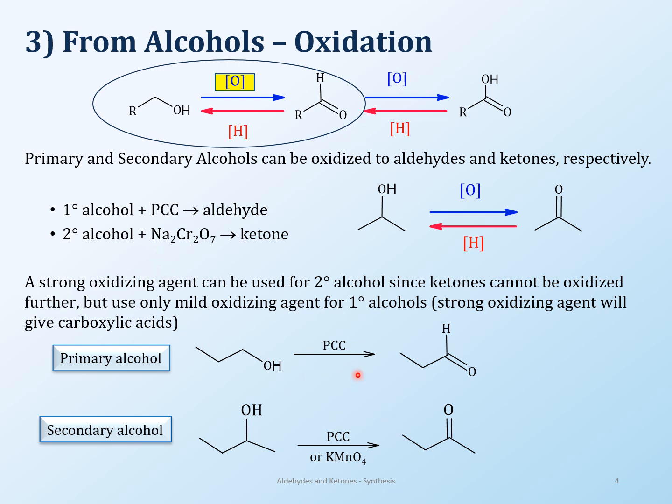So I've given that over here as a hint to you that for a primary alcohol you can only use PCC. So primary alcohol plus PCC gives you aldehyde. For secondary alcohol, you can use PCC or sodium dichromate or KMnO4, whatever you want to use, weak or strong, it doesn't matter, you'll get a ketone. Okay, so here are a couple of examples for that. I don't think there's anything more I need to say about this. Okay, moving on.